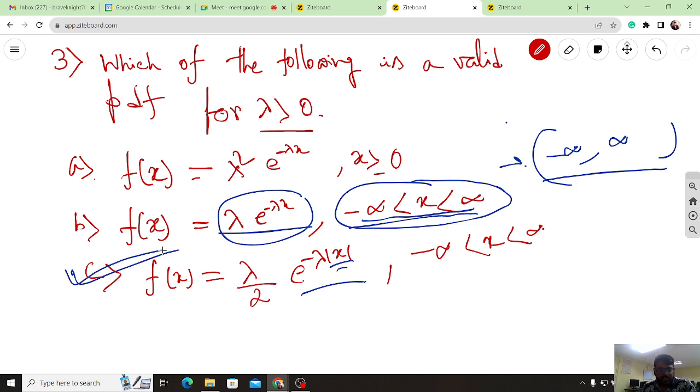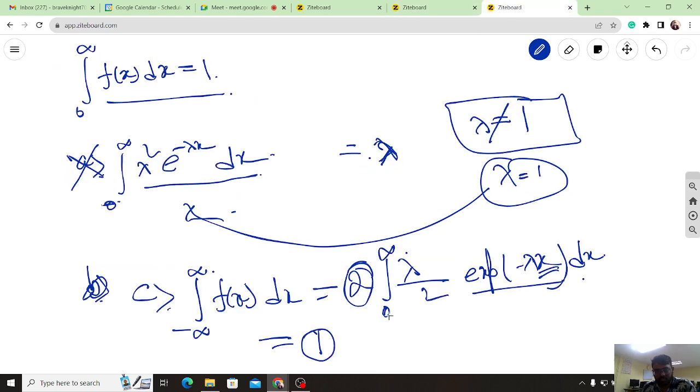So option C is the right answer. This is for x greater than 0. So lower limit is 0. For this one, the lower limit is 0. And also option C, the lower limit is 0. But for that it will be minus infinite to plus infinite.